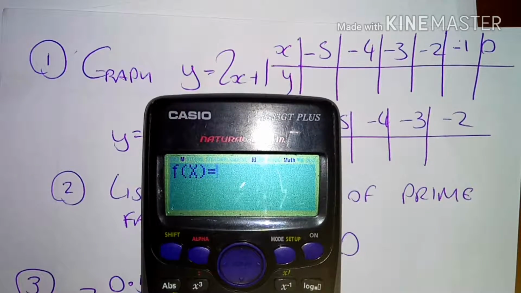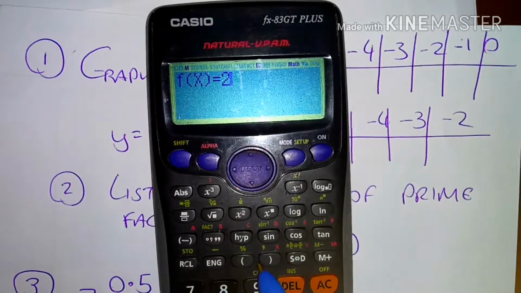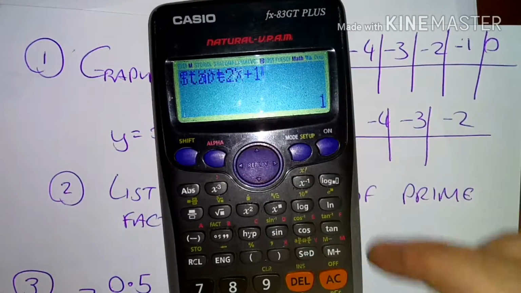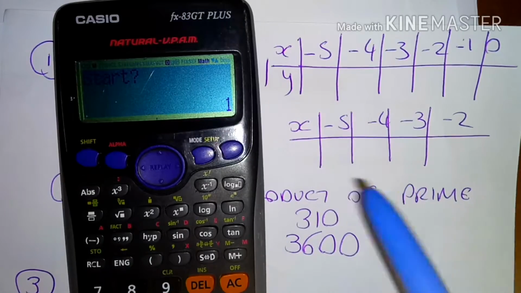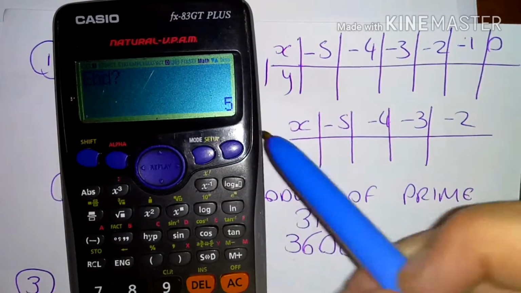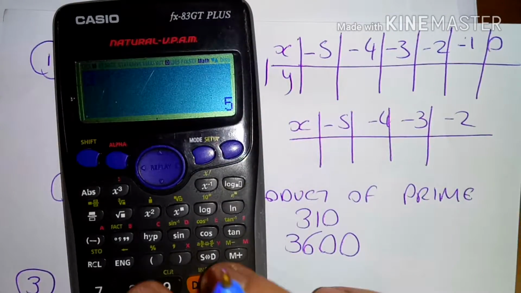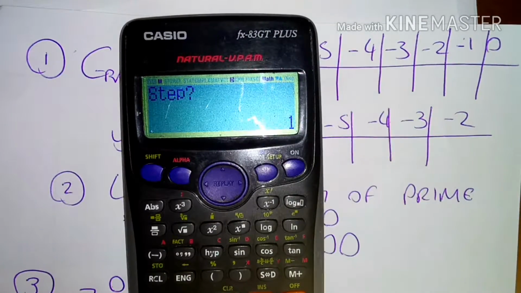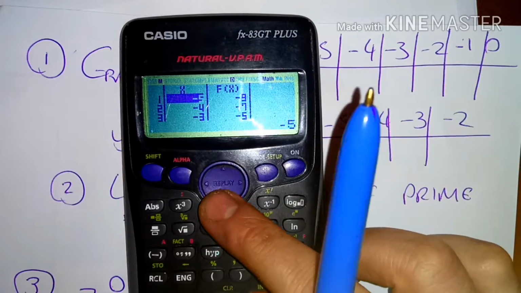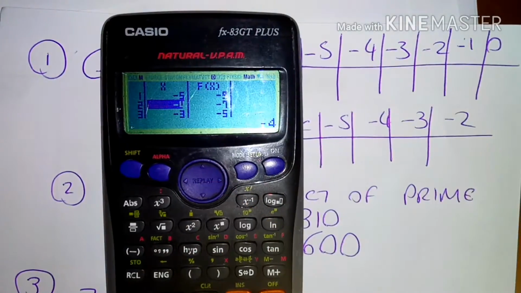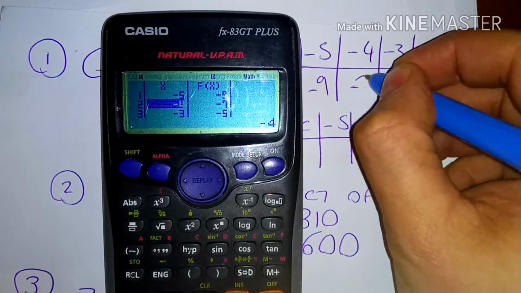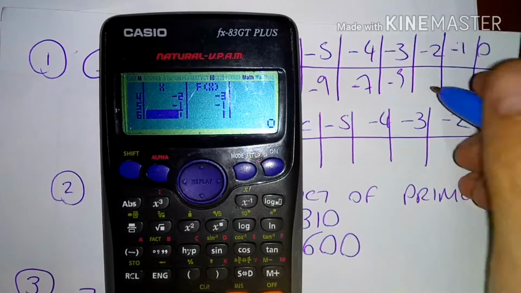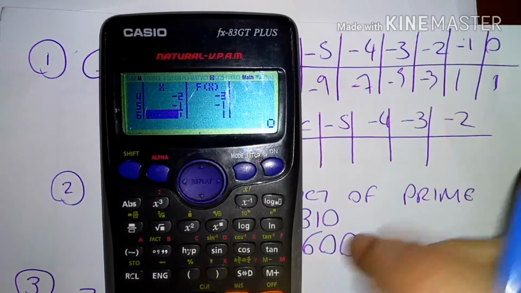Type in 2x plus 1, so type 2. Now we do have an actual x button there, which means alpha x. Then +1. So your start value, now in my table of values it's going to be -5. End, it's actually going to be 0 for me, and this would obviously change. So press equals, it says step, and that's the increments, which is 1. And I've got my table of values there. So it's going to be -9, -7, -5, and if I scroll down, -3, -1, and 1. Okay.